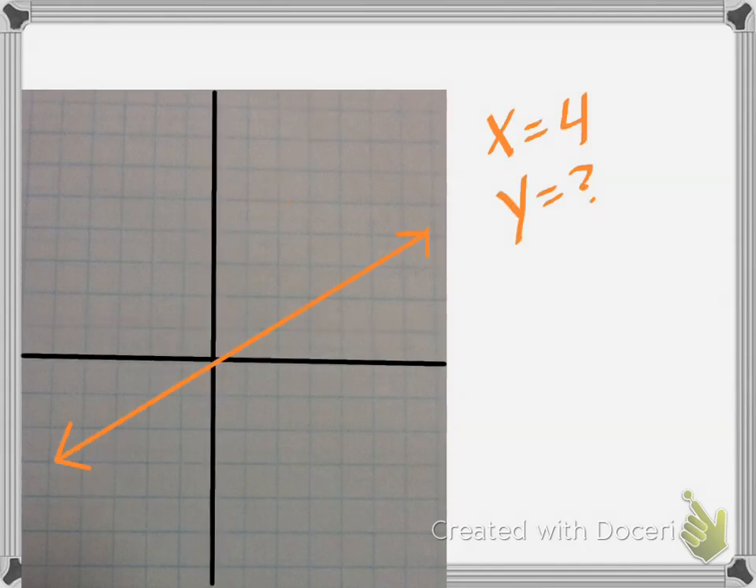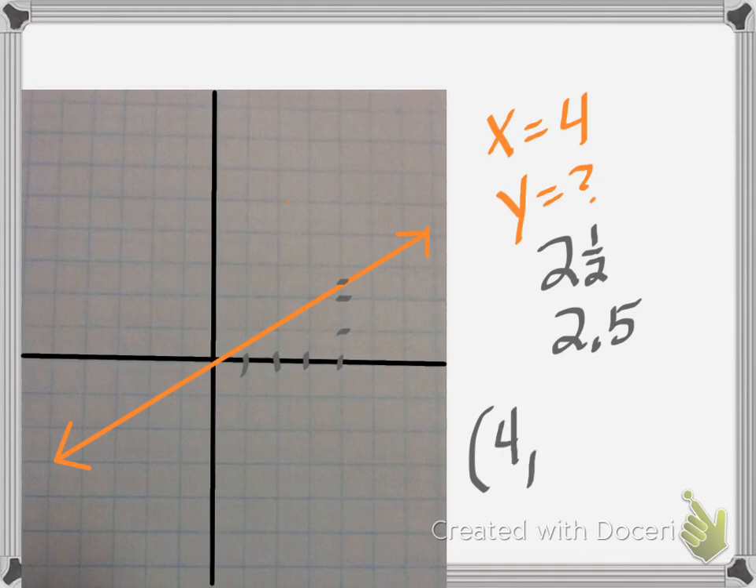Let's look at a second one. This time we want to know what is y when x is 4. So let's find when x is 4. 1, 2, 3, 4. When I go 4, I have to go up 1, 2, and I think that's supposed to be a half right there. So that means we went up 2.5. My ordered pair becomes 4, 2.5.